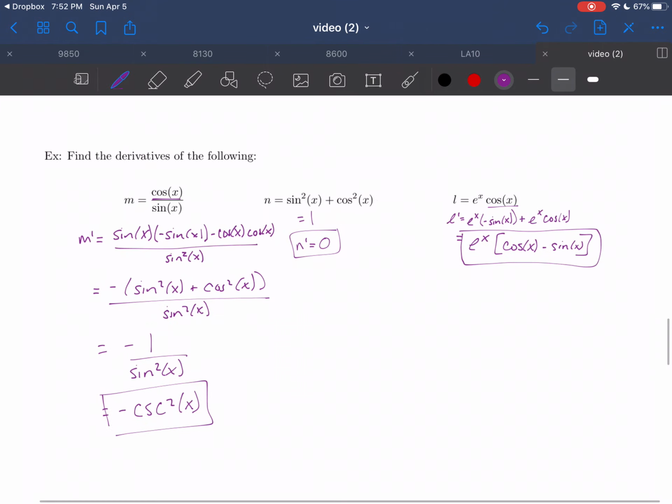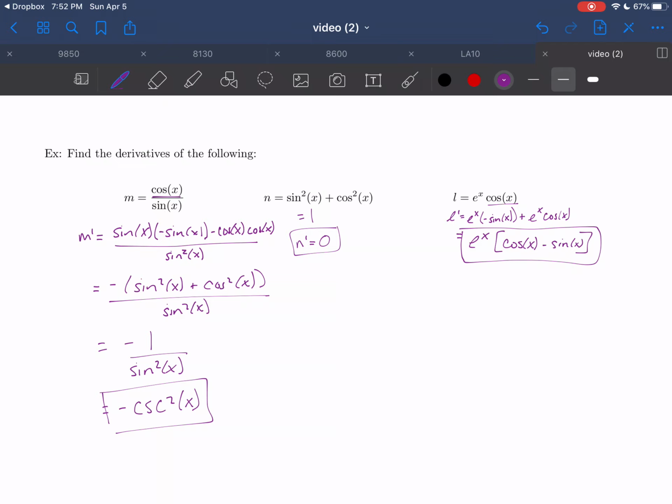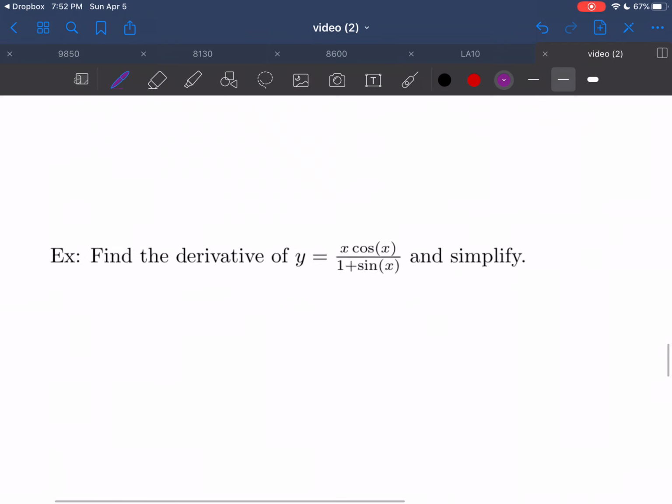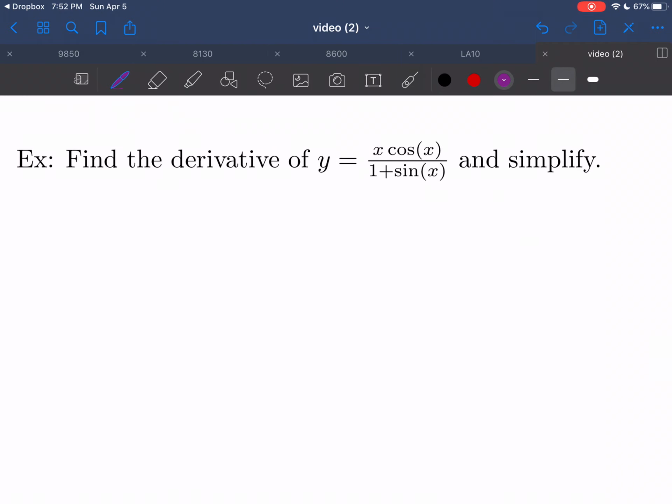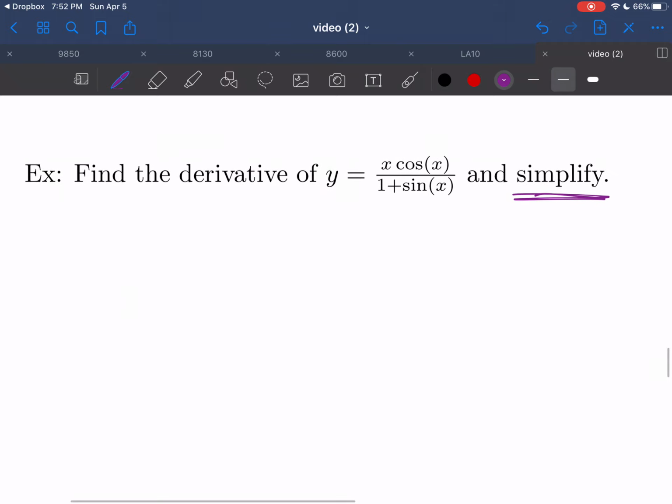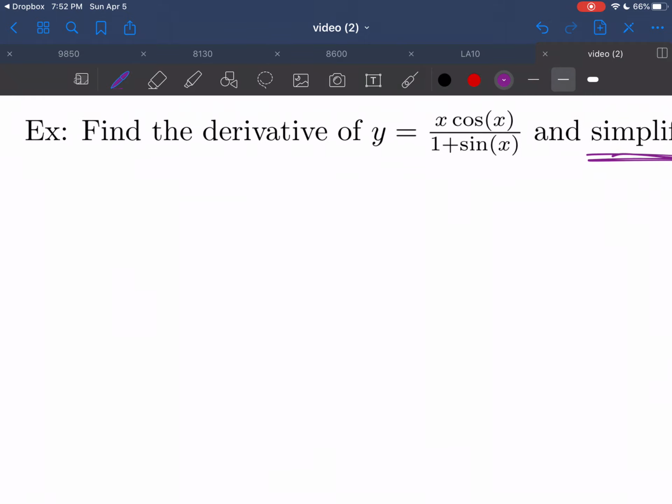Okay, so there were 3 more examples. That's how we can use those same derivative rules. Okay. We can also, here this says find the derivative of our function y, and it specifies that we need to simplify. Okay. So we can take our derivative, and so we'll have to use the quotient rule.